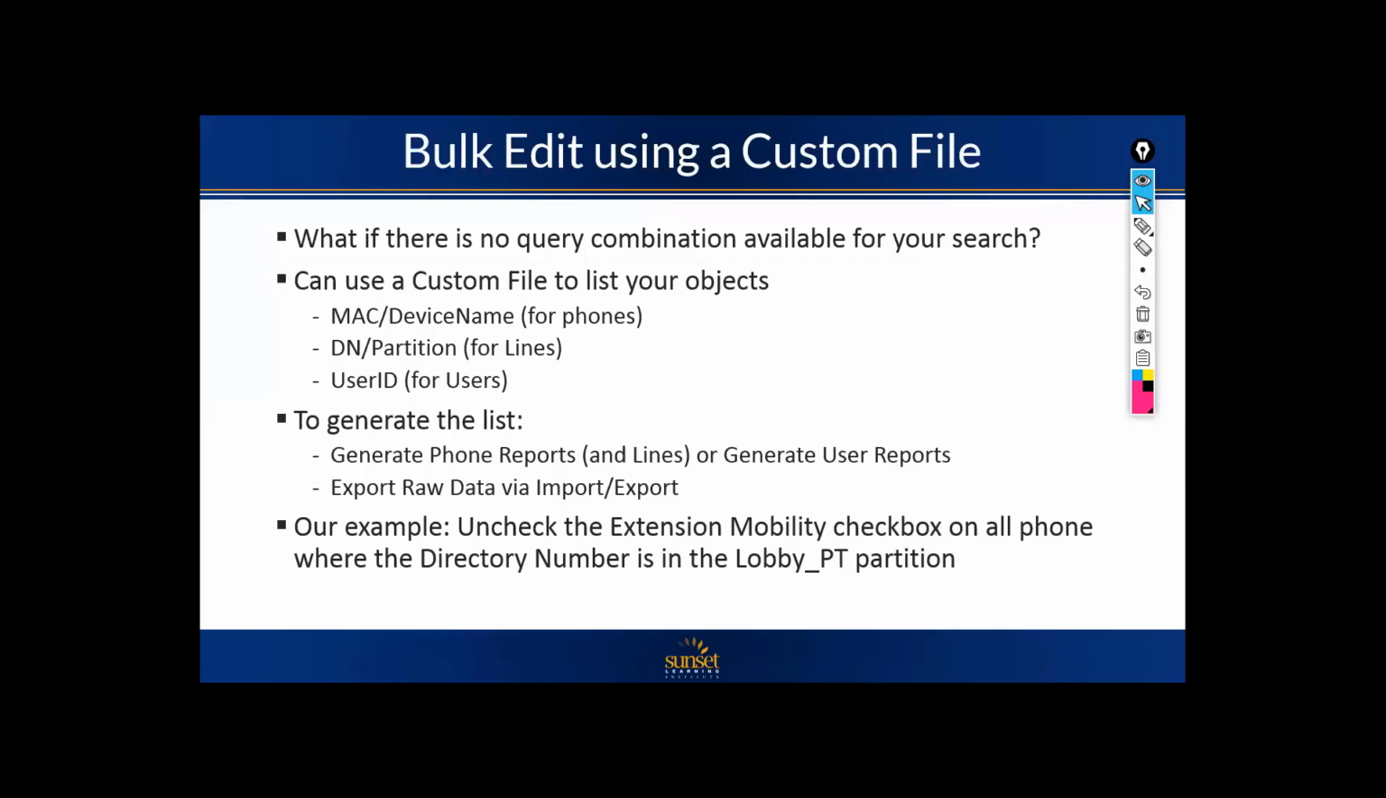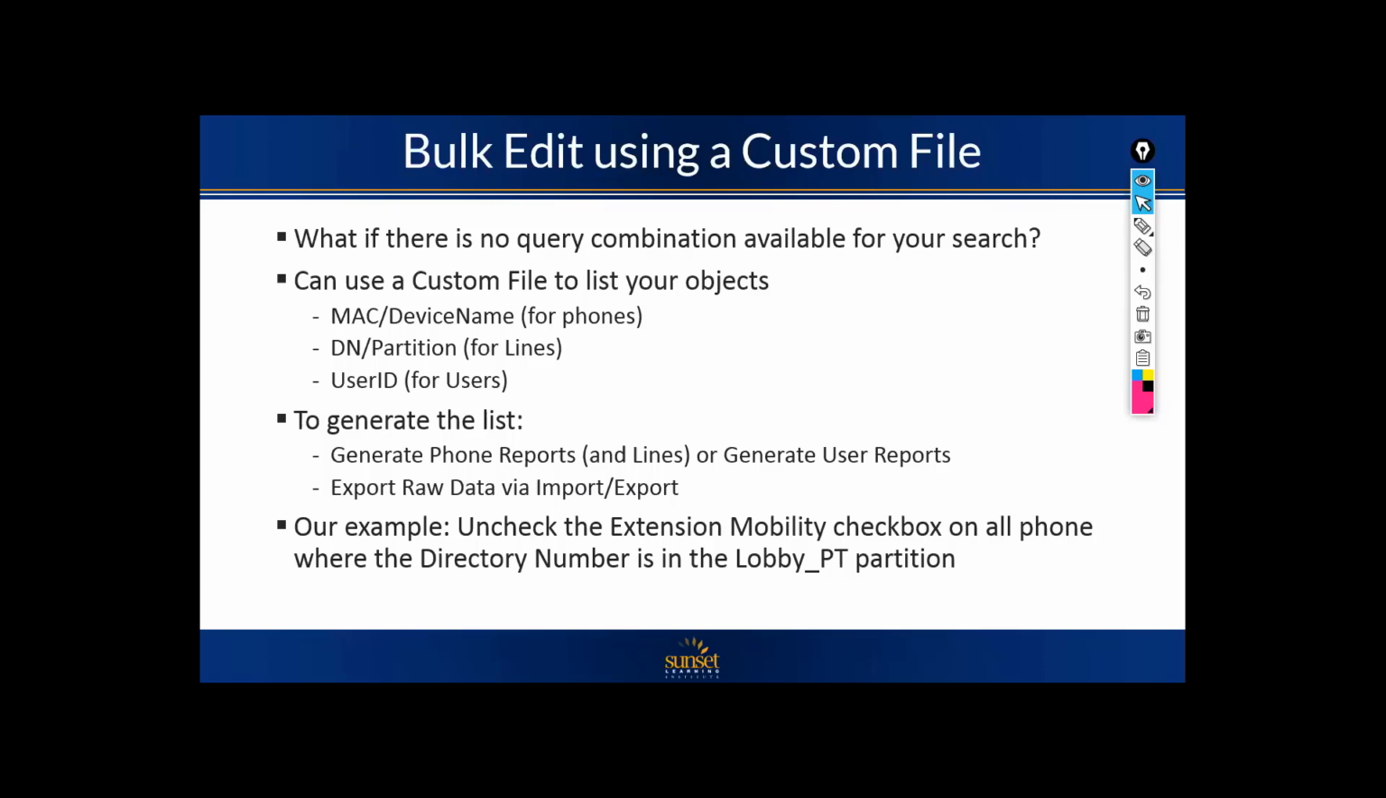Custom files. If there is no query that allows us to generate a single job with everything, or if I have so many different weird criteria that I need to sort and search or something to make all of this work, how can I do this? Well, I can use a custom file. And a custom file is going to be just a list of, in the case of phones, a MAC address or device name. So if I have CSF devices, they have a name as opposed to a MAC address, or just a MAC address, so a list of MACs.